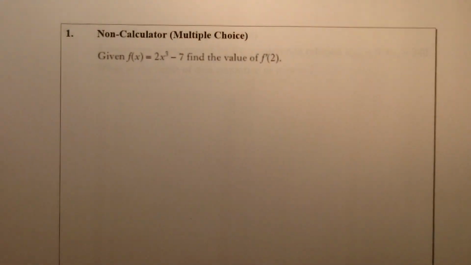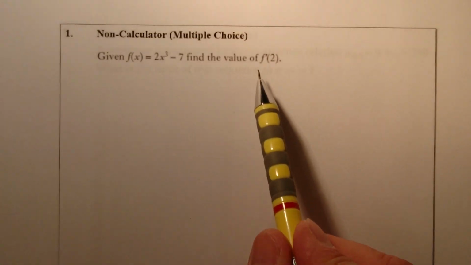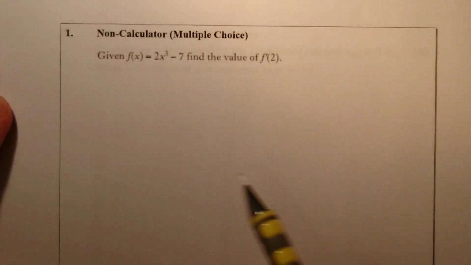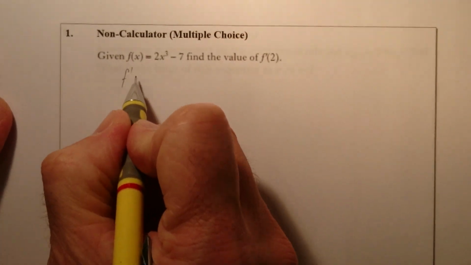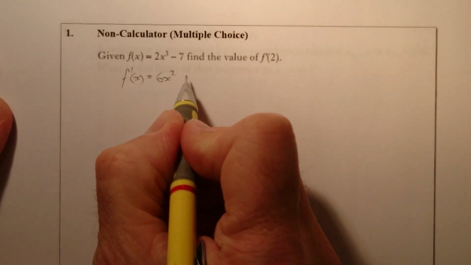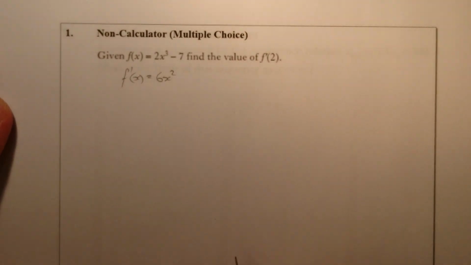Okay, so given f of x is equal to 2x cubed minus 7, find the value of f dashed 2. So if I can see that dash that's sitting there, I know I'm going to have to differentiate. So I'm going to go ahead and do that. Let's find f dashed x first of all. That's going to be 6x squared, and the 7 will go to 0.